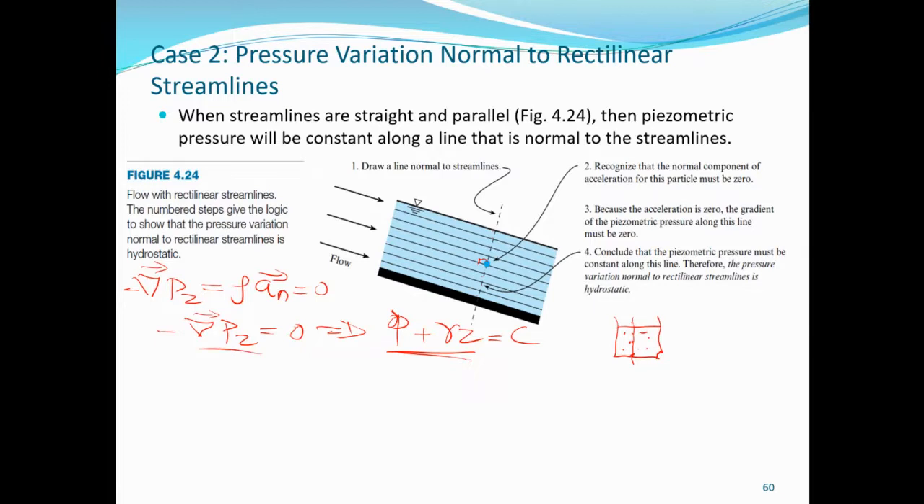So this becomes zero. Here, recognize that the normal component of acceleration for this particle must be zero. And we explain why it is zero, because it is horizontal. Oh, and the particle, my time is up.